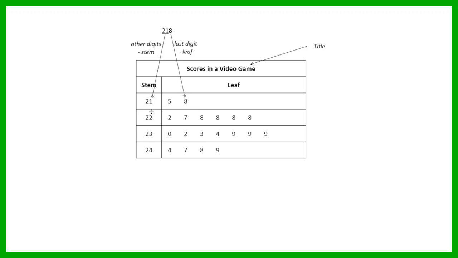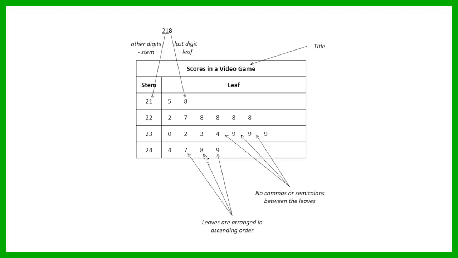Then you also need to make sure that your leaves are arranged in ascending order. So from smallest to biggest. So you can see over here is 5 and then 8. 2, 7, 8, 8, 8, 8. 0, 2, 3, 4, 9, 9, 9. They're not all randomly mixed up. They are in ascending order. Also, you need to make sure that there are no semicolons or commas or anything in between the leaves.